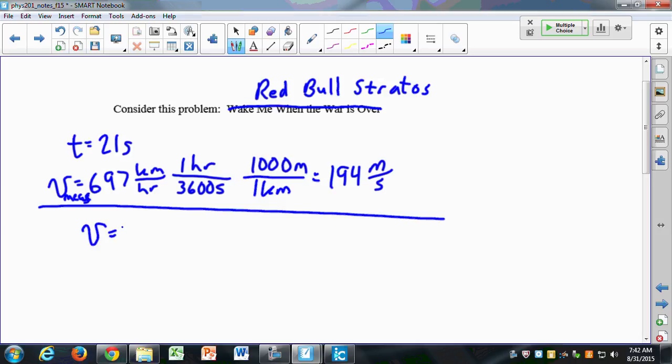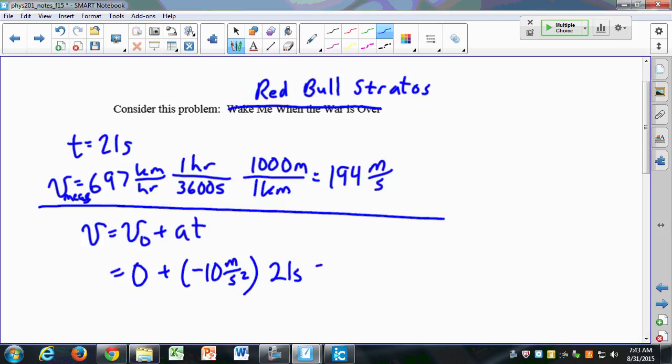So I can say that v is equal to v naught plus at. And if I do that, what's his initial speed? We'll say it's 0, yeah, sure. So it's equal to 0 plus a negative 10 meters per second squared. Oh, and this occurred at 21 seconds. And so that's equal to 210 meters per second.